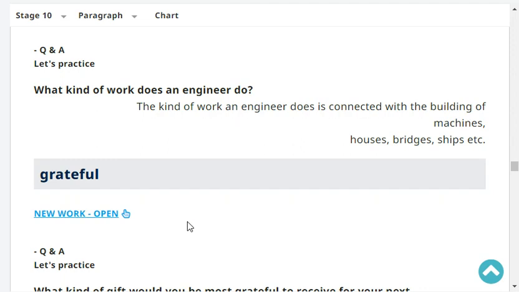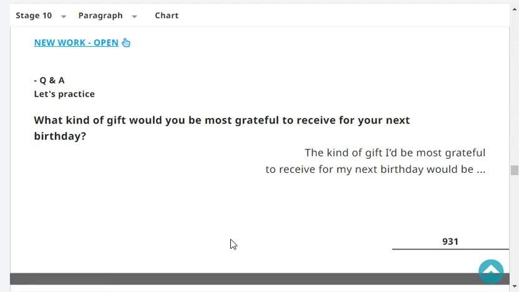One more. The kind of work an engineer does is connected with the building of machines, houses, bridges, ships, etc. Very good.